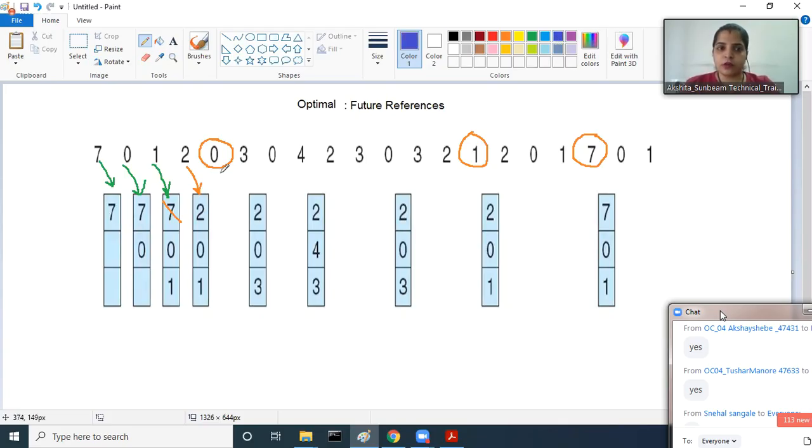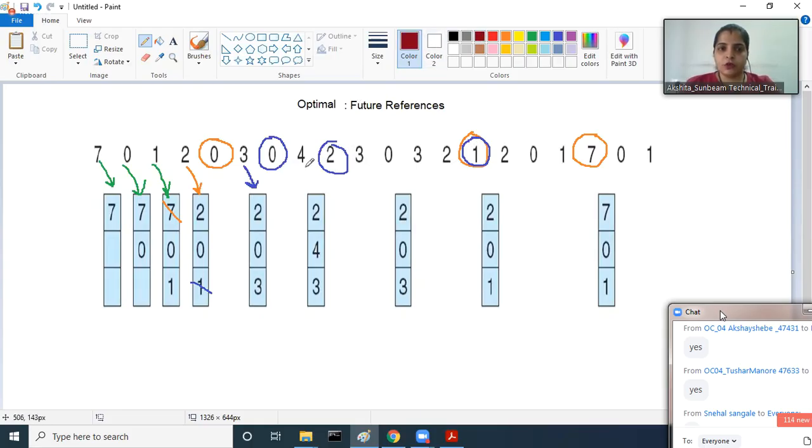Next, observe. 0, it's already there. 3, I have to load. What was the scenario? 0 is here, 1 is here, and 2 is here. Which is the farthest? 1. So I will replace this 1 with 3. Next, 0, it's already there.